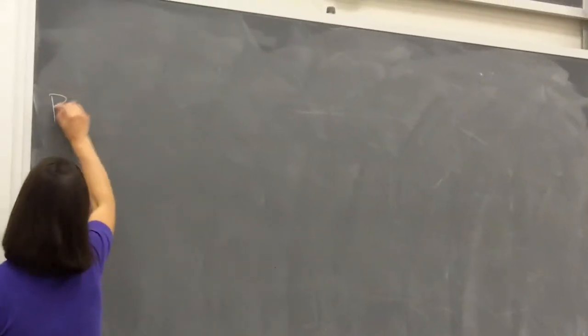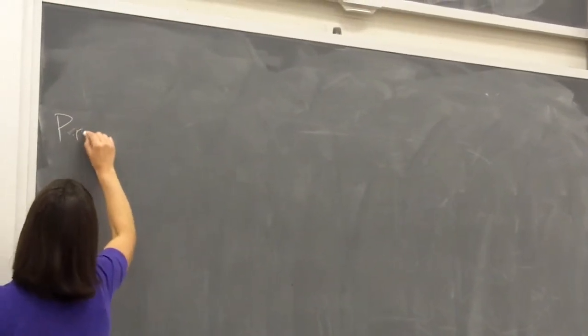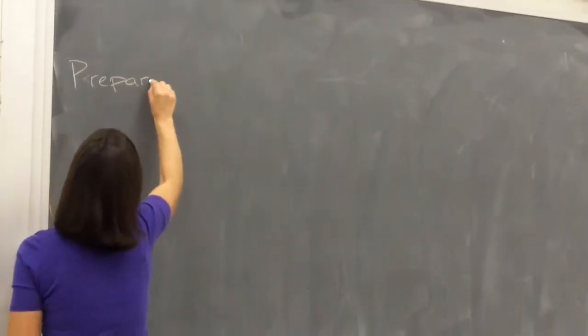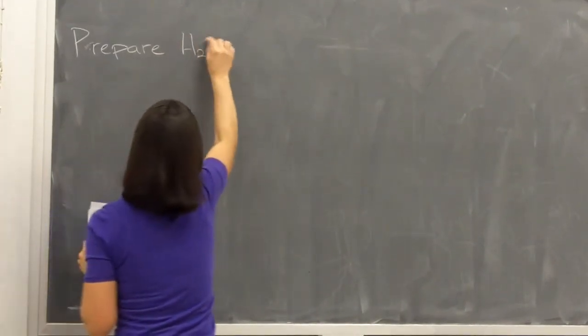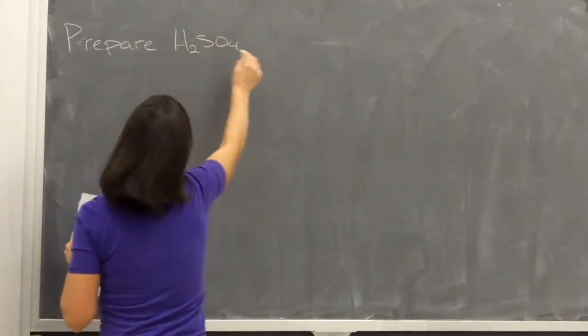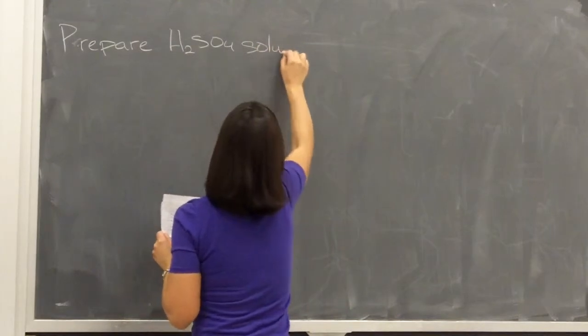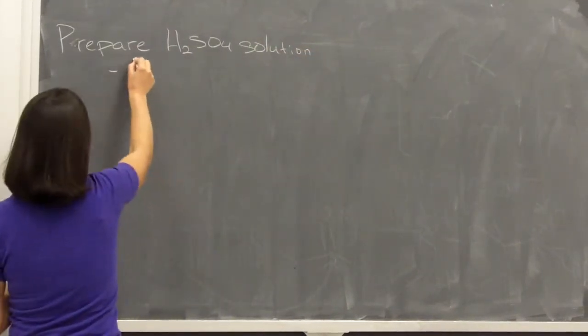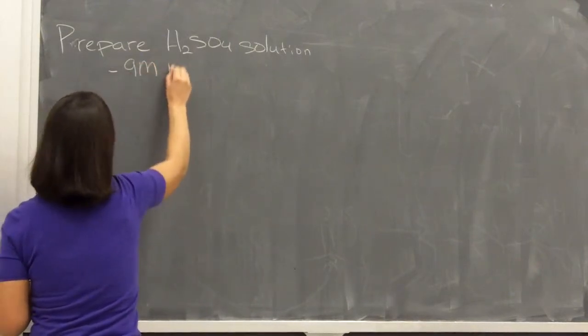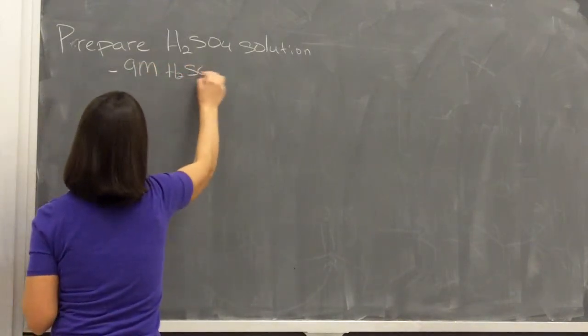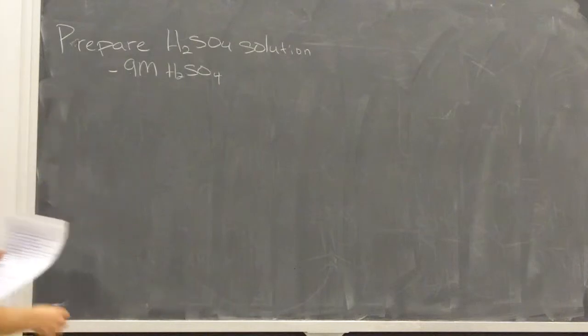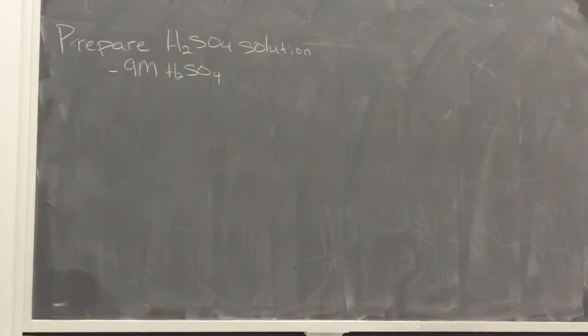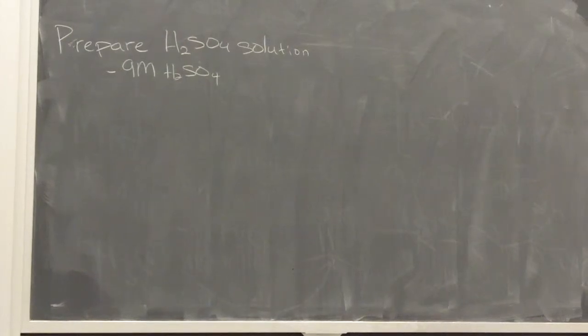So you're going to need to prepare your sulfuric acid solution. And there are instructions in your lab manual. You are starting with 9 molar sulfuric acid, okay? So that is just half concentrated sulfuric acid, 18 molar. You're starting with 9 molar. So it's not really that much more dilute. It's still pretty concentrated. So be careful with it.